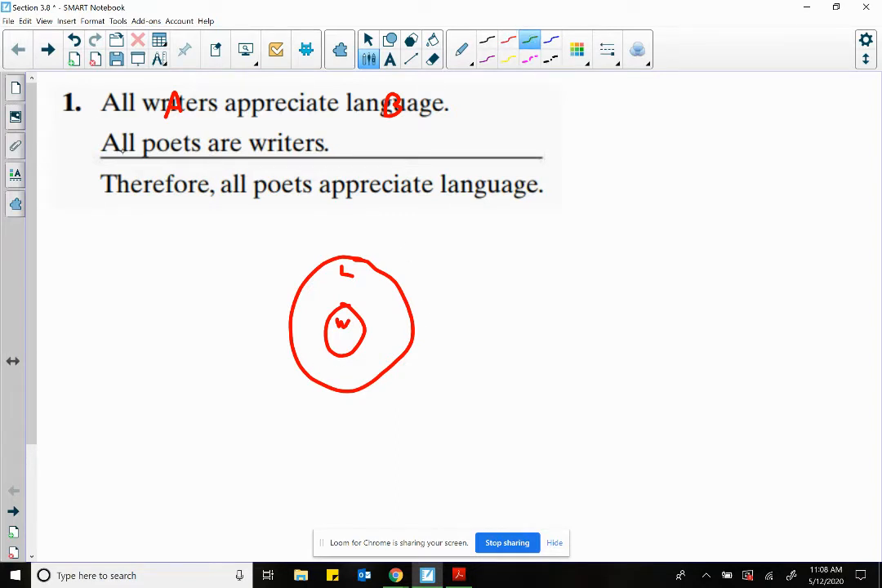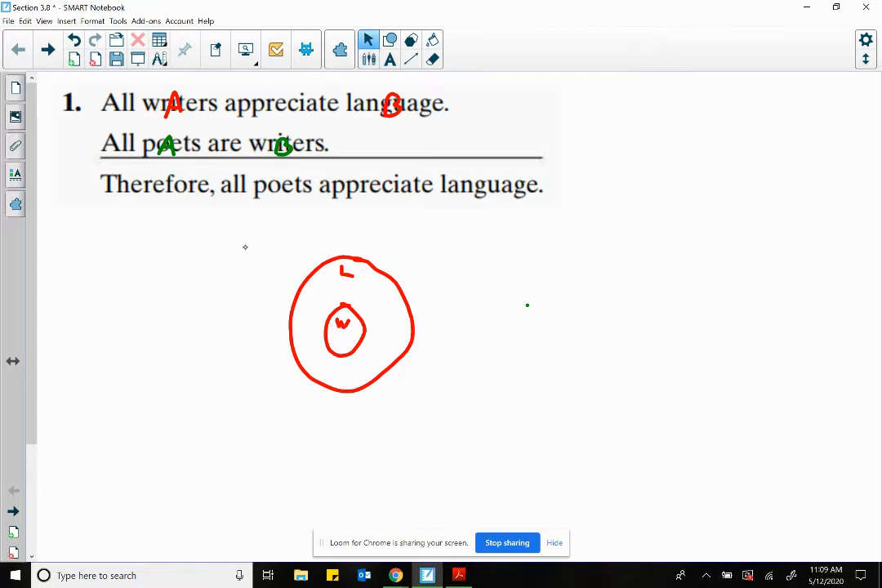So statement 2 says all poets are writers. So this is our new A, poets. This is our new B, writers. Since it's all, it means that I need a circle for poets inside writers. Hopefully that makes sense. Because all A are B, this is a circle A inside a circle B. That means I need a circle for poets inside a circle for writers.